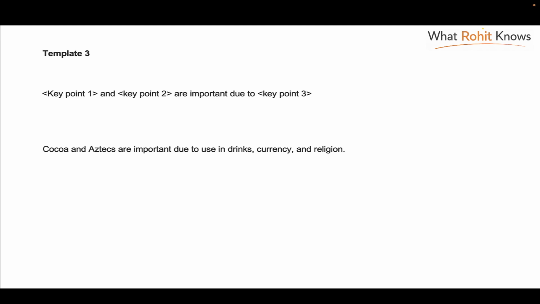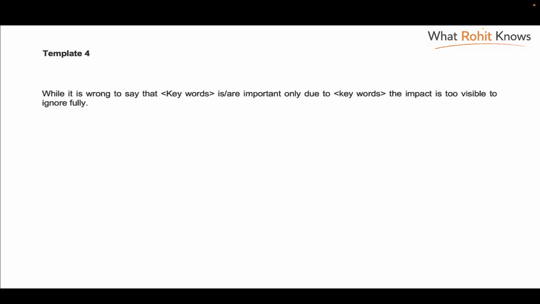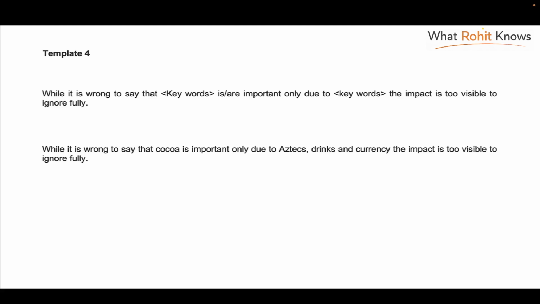But if you have been struggling, if you don't feel confident, and you need a simpler method, then you can use these templates. And finally, here's the easiest way. While it is wrong to say that keywords are important only due to keywords, the impact is too visible to ignore fully. Now here you just need to pick a few keywords, something that is being repeated again and again. You just pick those couple of keywords and put them here, and you will get a response which will still get you reasonable marks.